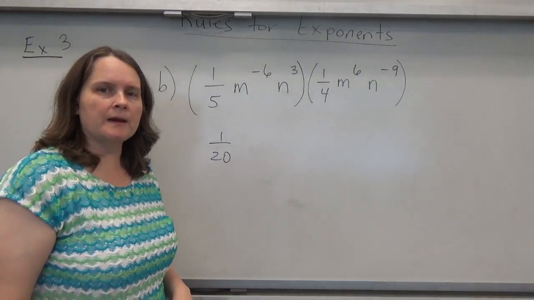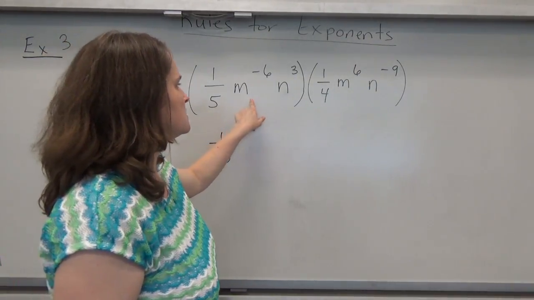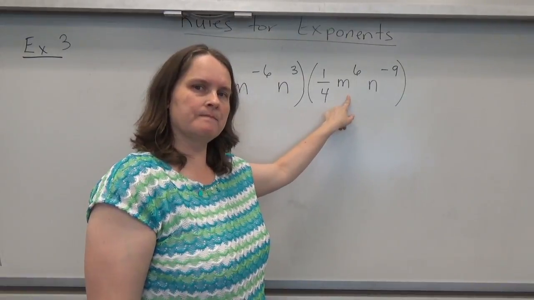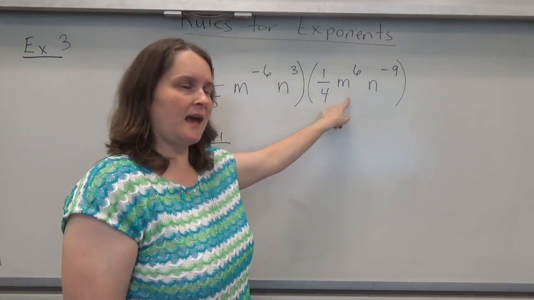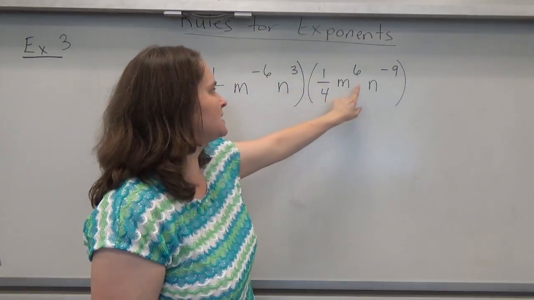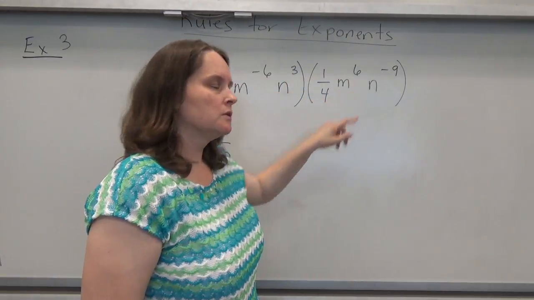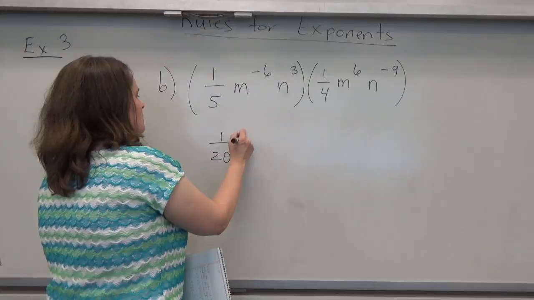Now you want to look for like bases. You've got m to the -6th times m to the +6th. You're multiplying these like bases, so you want to add your exponents. -6 plus 6 is 0. So you've got m to the 0 power.